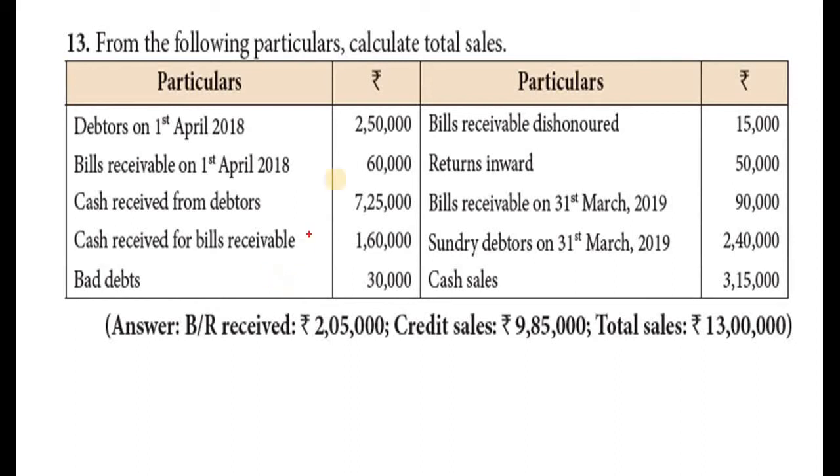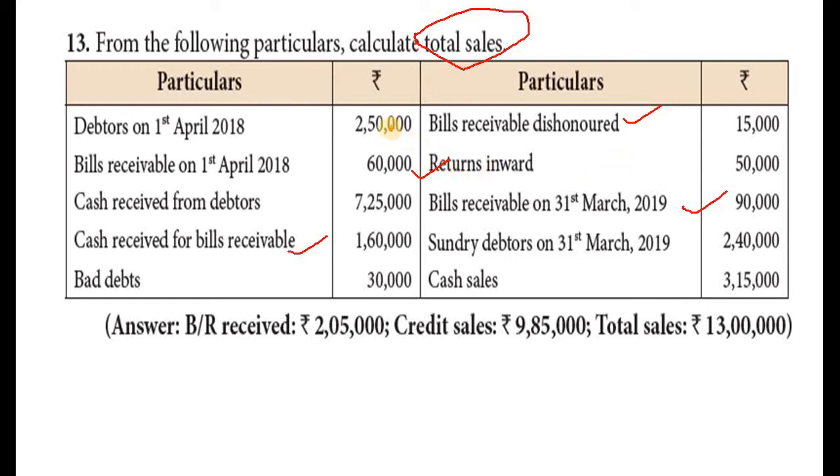Here we have a problem for calculating total sales. In the problem, we are given information regarding debtors and bills receivable. Before preparing the debtors account, we have to prepare the bills receivable account. What information is available for preparing bills receivable account? We have opening balance of bills receivable, closing balance of bills receivable, cash received for bills receivable, bills receivable dishonored. What is missing? We don't have information regarding bills received during the year.